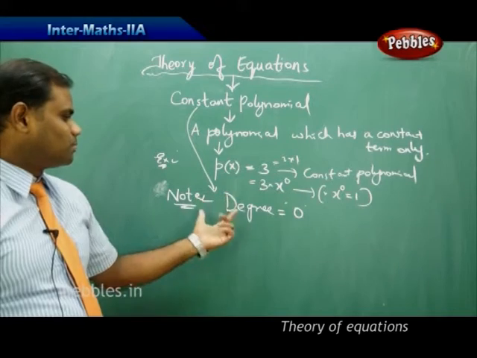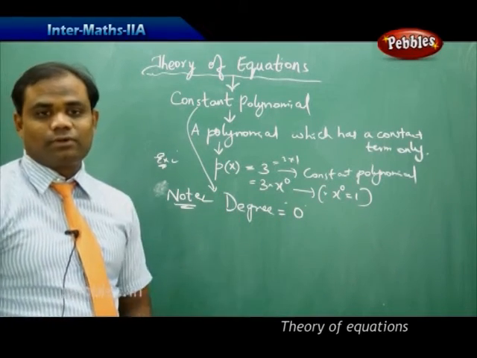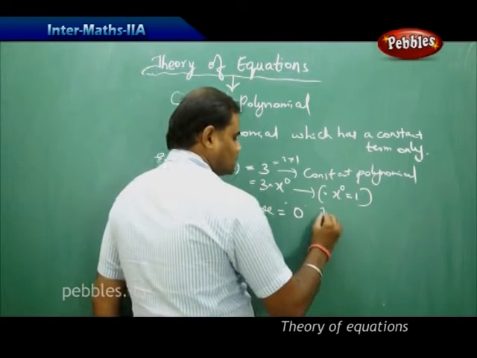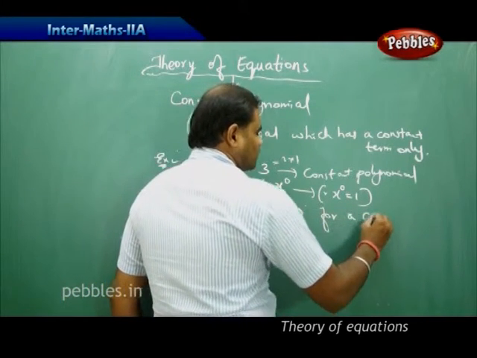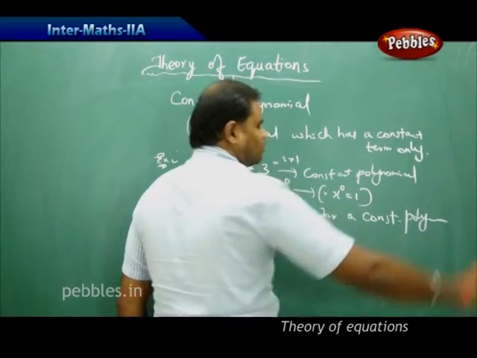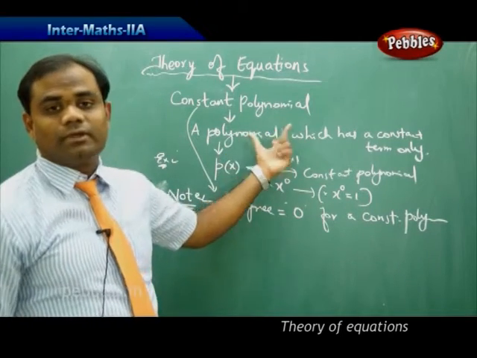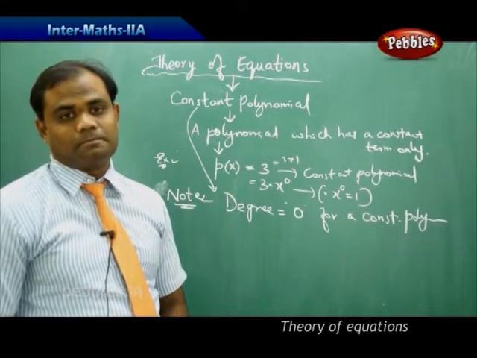Because for a constant polynomial, degree is 0, we have degree always 0 for a constant polynomial, is how we understand the degree connected with constant polynomial.